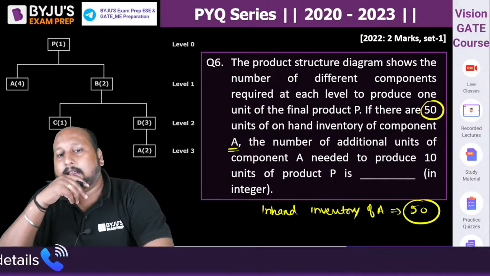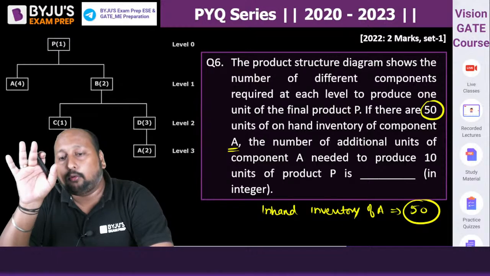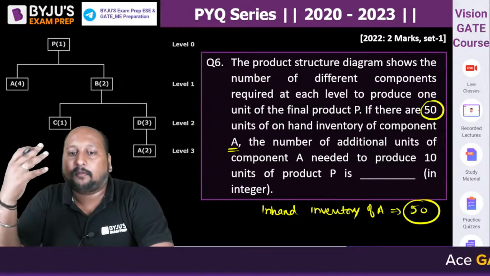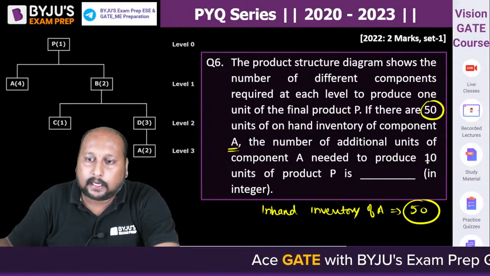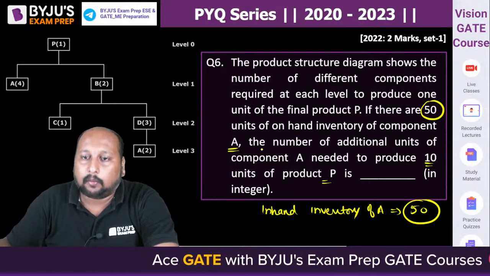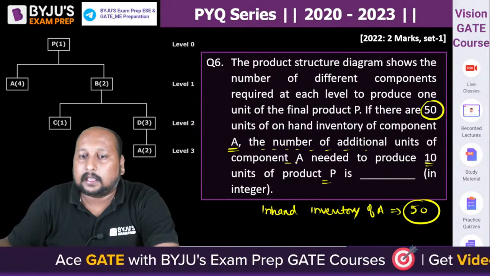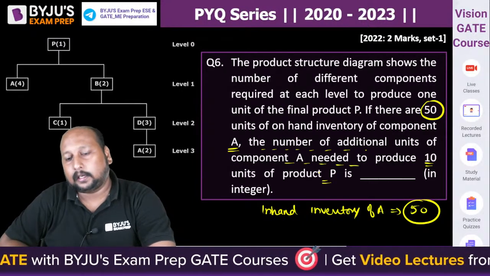So the question is, in order to produce 10 units of P, how many units of A will be required? Question clear है? चलिए.